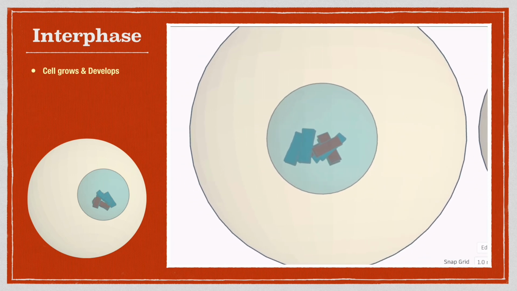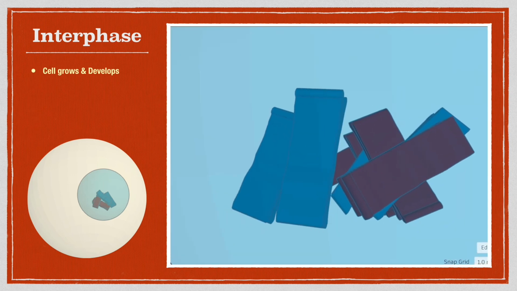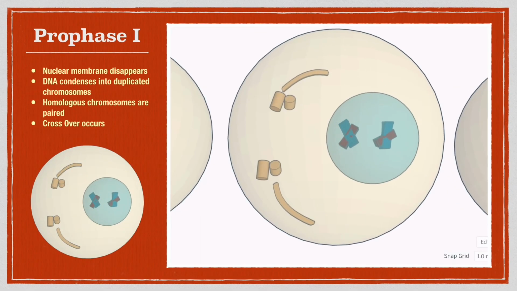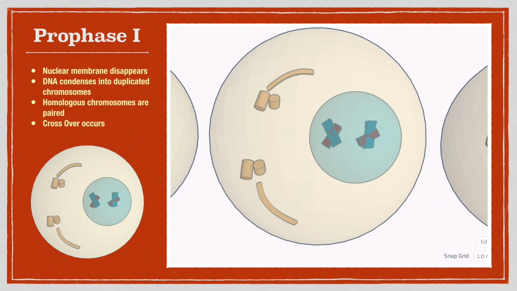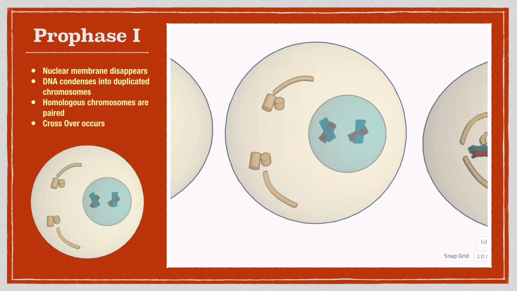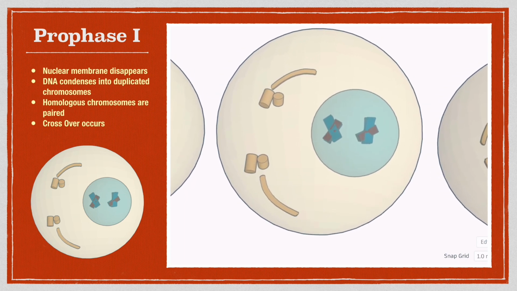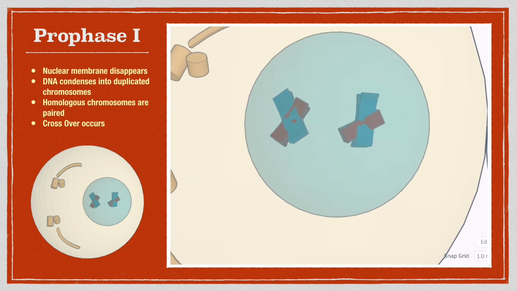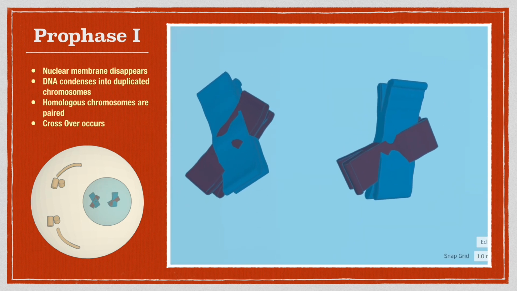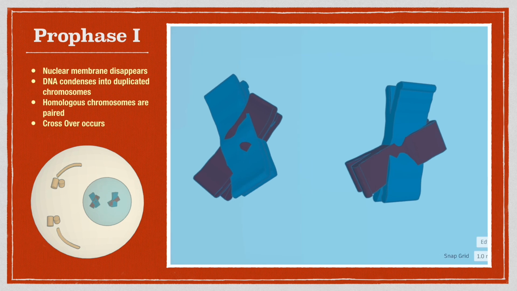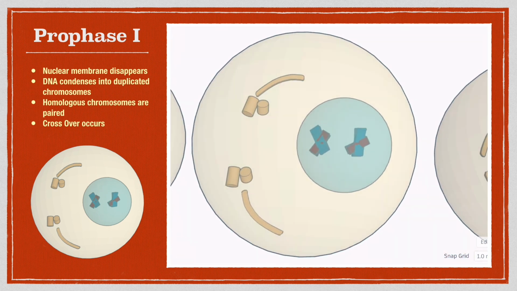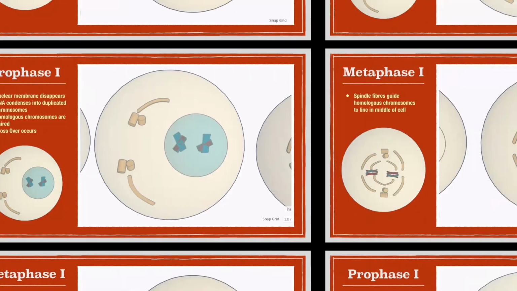In interphase, the cell grows and develops in preparation for the cellular division. In prophase I, the nuclear membrane begins to disappear and the DNA condenses into duplicated chromosomes and homologous chromosomes are paired. In this phase, the chromosomes also crossover to exchange genetic information. Crossover looks a bit like the chromosomes are hugging. After the hug, the chromosomes have little bits of the other chromosome's genetic information.